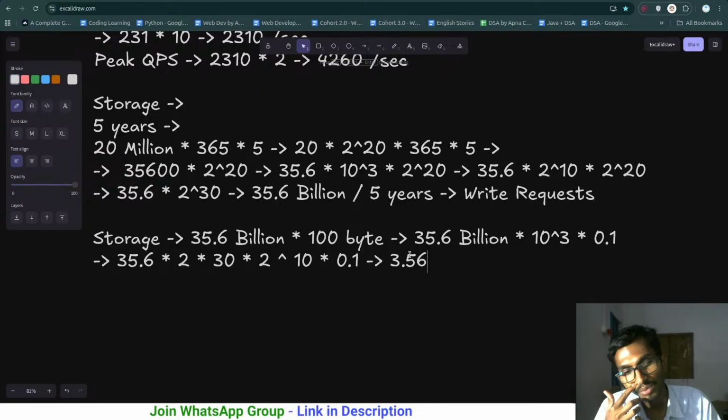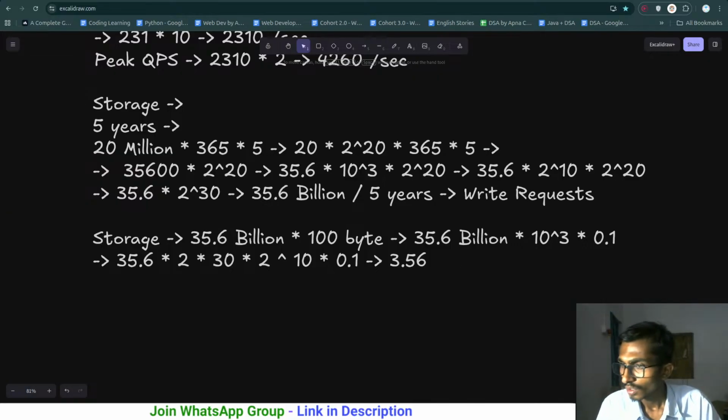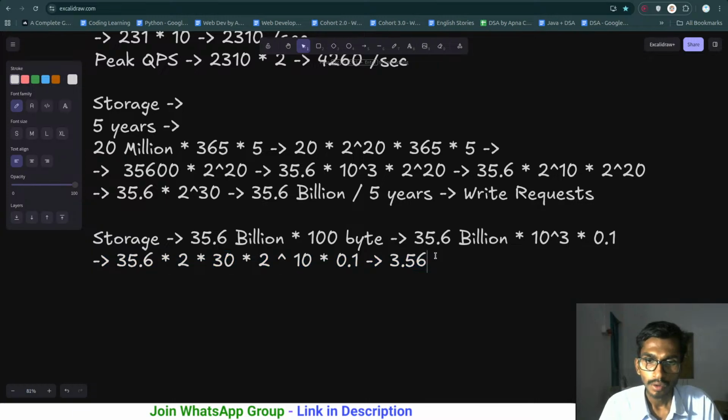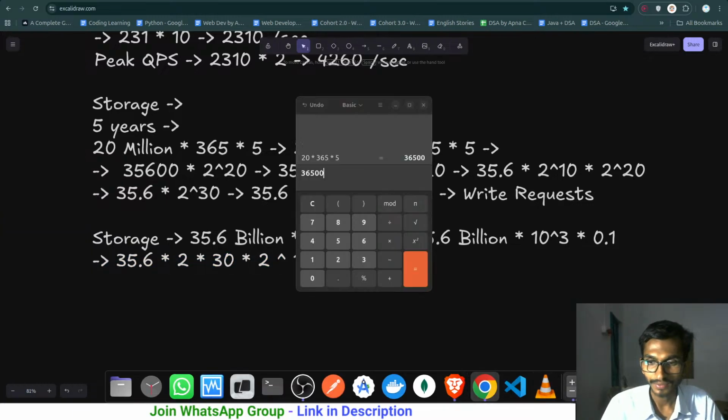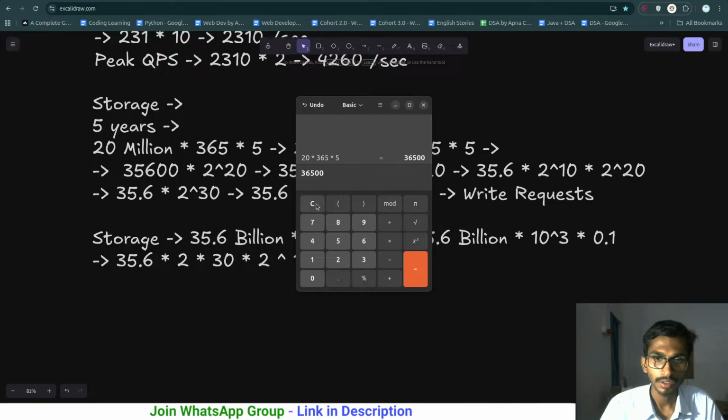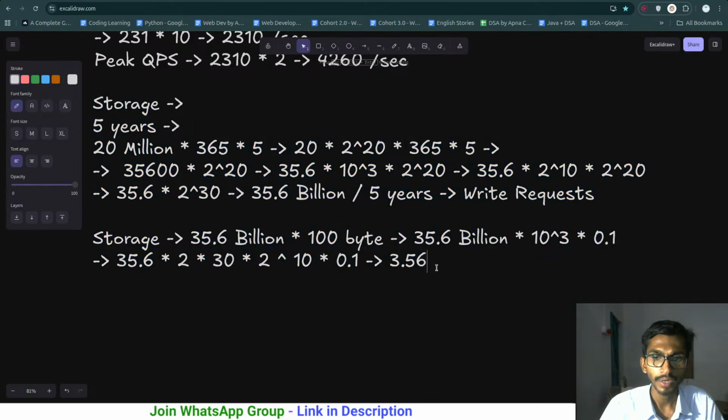Yeah, 3.56. We are calculating it even further. Okay, this thing is ultimately what I did. Let me even do it directly. We have 35.6 multiplied by 0.1. That's 3.56. Yeah, right, 3.56.